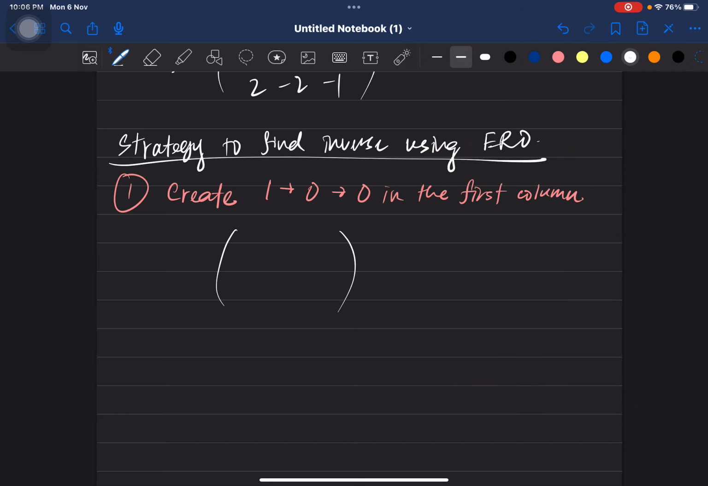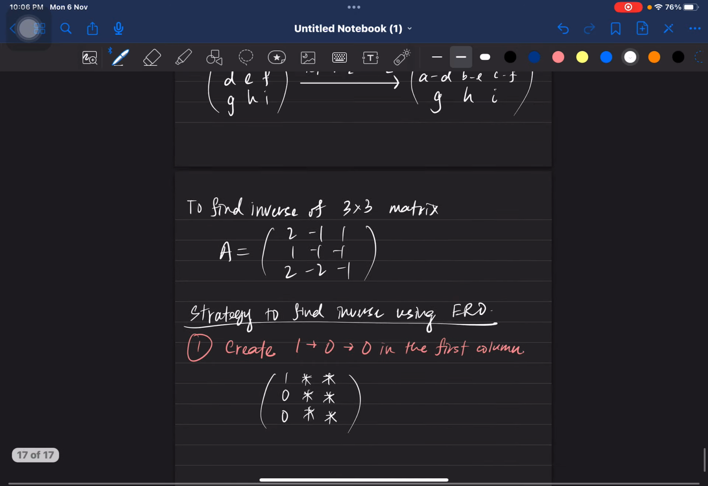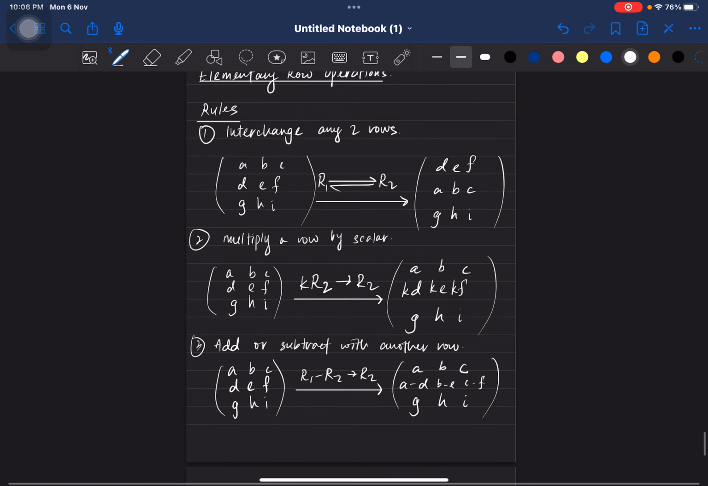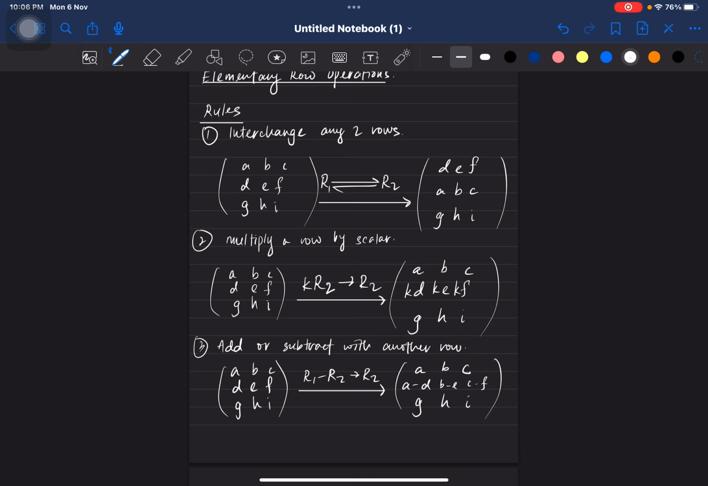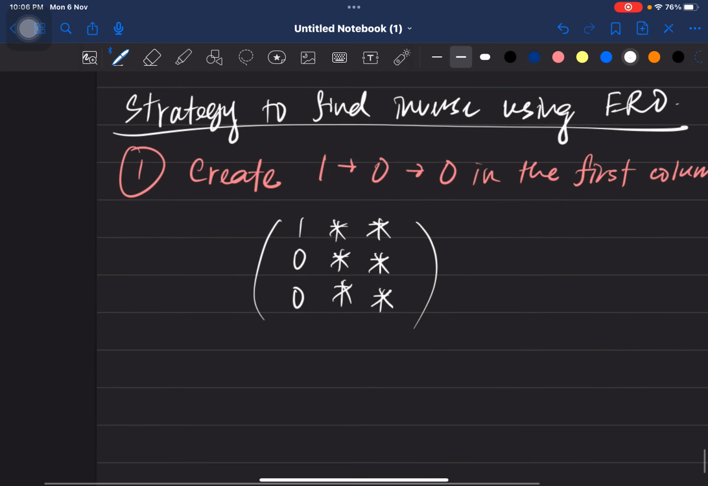Like, this is your matrix. The first column we want it to be 1 0 0. I don't care what the others are. The others can be any number, I don't care. I just know that I want to create 1 0 0 in the first column. How to create it? I use all the rules that I listed out here. I can interchange any two rows, I can multiply a row by a scalar, I can add or subtract with another row, as long as I can get what I want here.